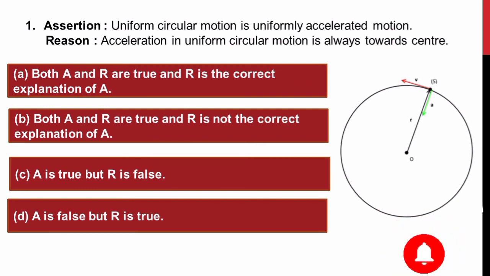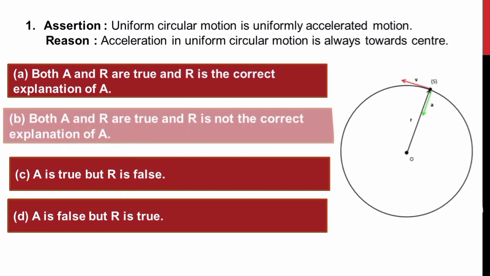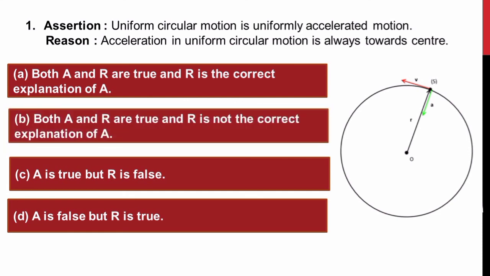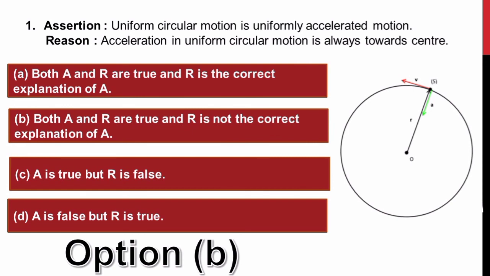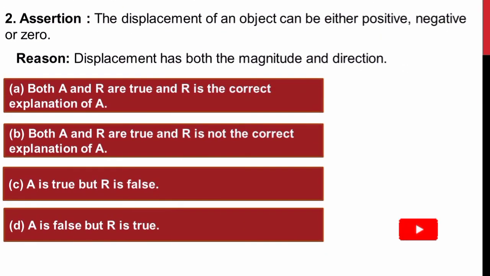Then, acceleration in uniform circular motion is always towards the center. That is also true. The acceleration of an object moving in uniform circular motion is towards the center. But is that the correct explanation for the given assertion statement? No. So your option will be option B. Both A and R are true, but R is not the correct explanation of A. Let's move to the next question.